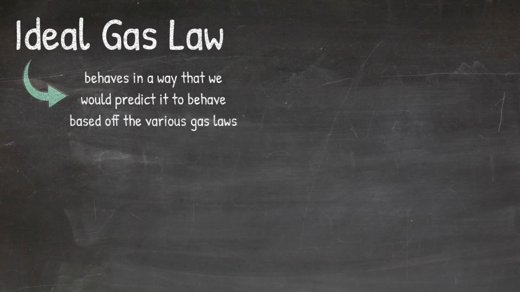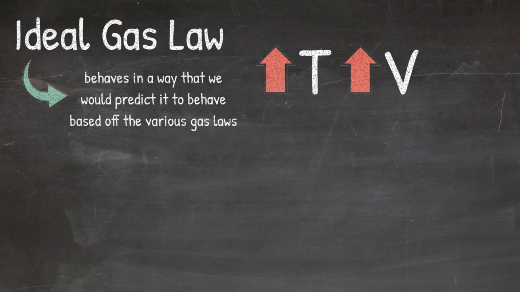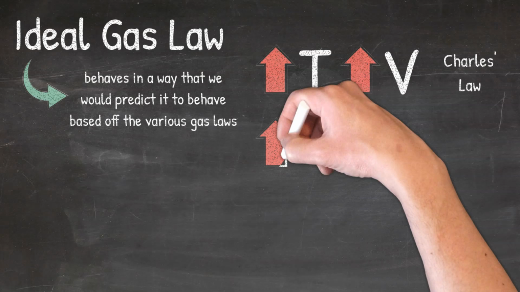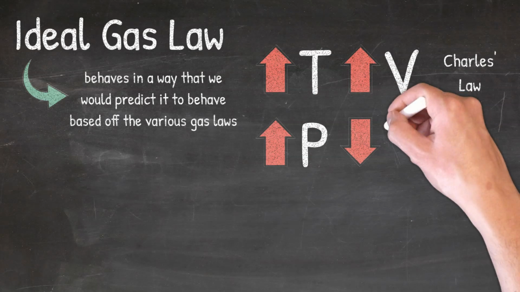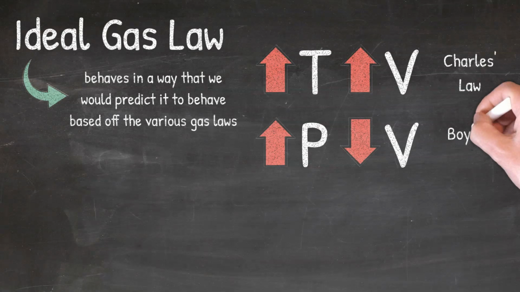For example, we know that if we increase the temperature of a gas, then the volume of the gas will also increase as long as the pressure remains constant. This is known as Charles' law. We also know that if the pressure on a gas is increased, the volume of the gas will go down as long as the temperature remains constant. And this is known as Boyle's law.